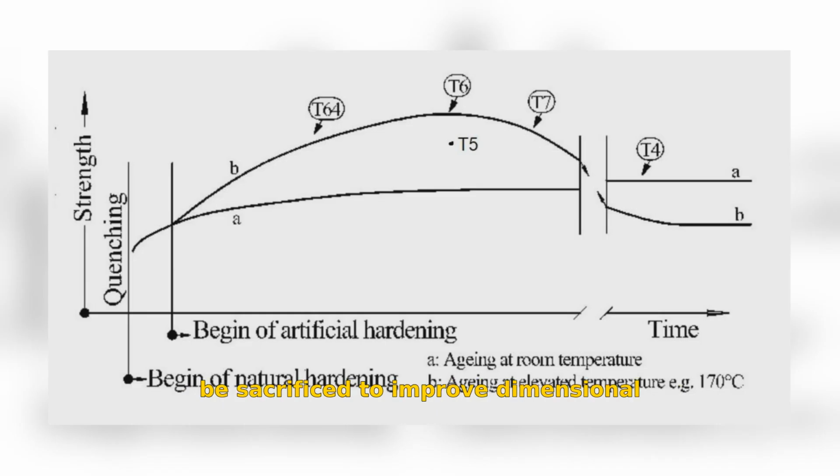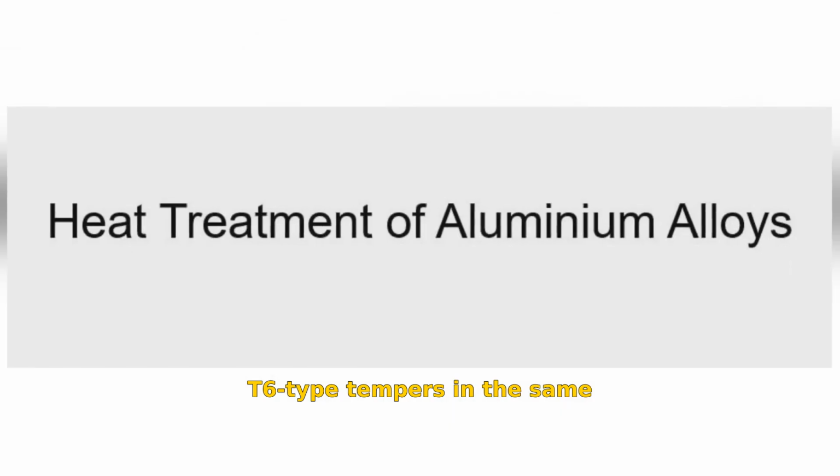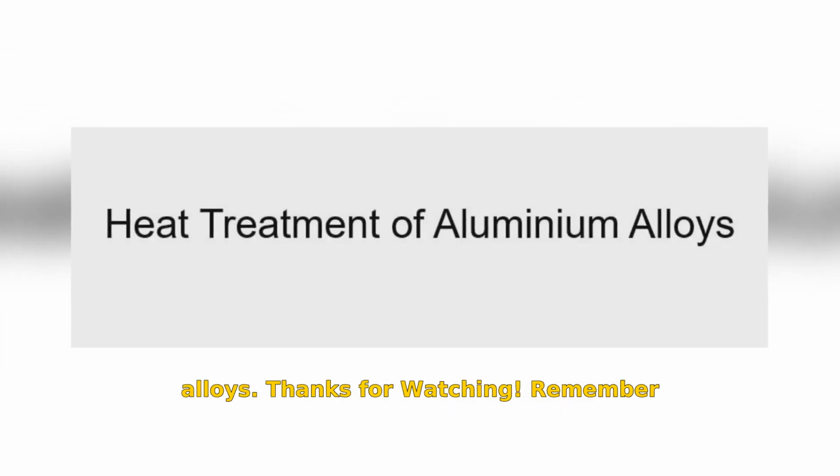Strength may be sacrificed to improve dimensional stability, particularly in products intended for service at elevated temperatures, or to lower residual stresses in order to reduce warpage or distortion in machining. T7 type tempers frequently are specified for cast or forged engine parts. Precipitation heat treating temperatures used to produce these tempers generally are higher than those used to produce T6 type tempers in the same alloys.